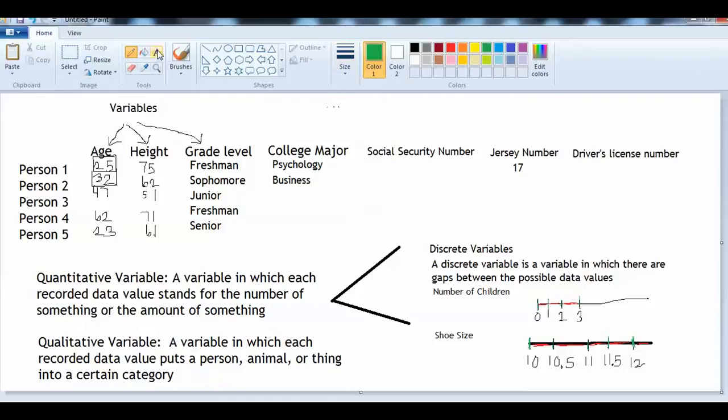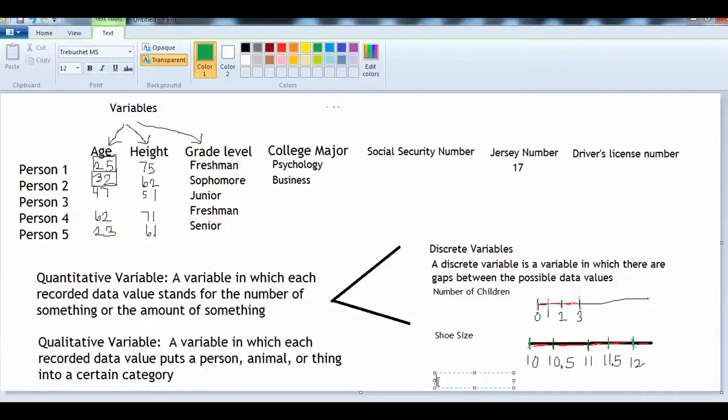Anything that deals with amounts of money is also discrete because, let's maybe say, the amount of money spent on gas per week. That's what we're asking people now.